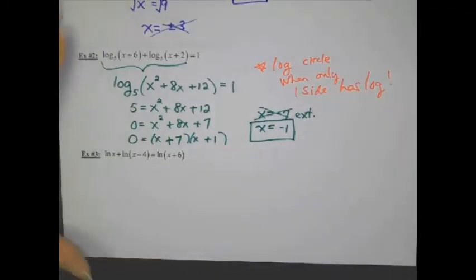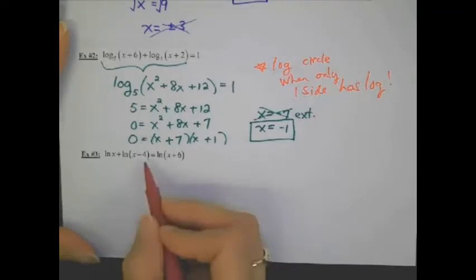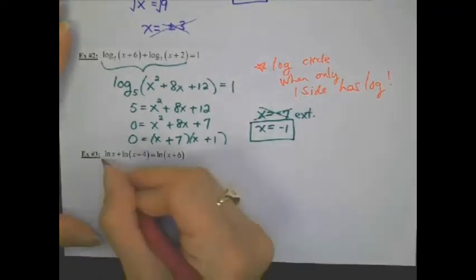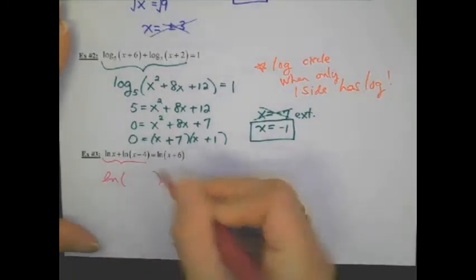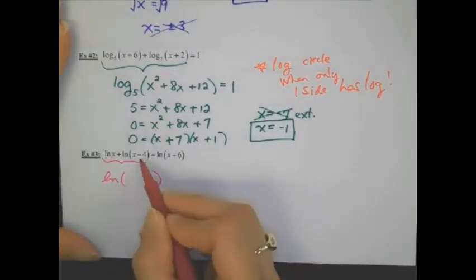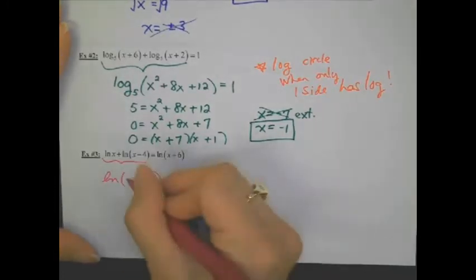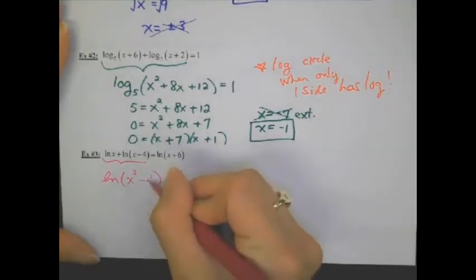Wow, there's a lot of natural logs here. So I think what I'll do is combine these two. Can you combine two natural logs? Absolutely. I'll make one natural log. And what am I going to do to those of's when it's being added? Multiply them. Okay, so that makes x squared minus 4x.